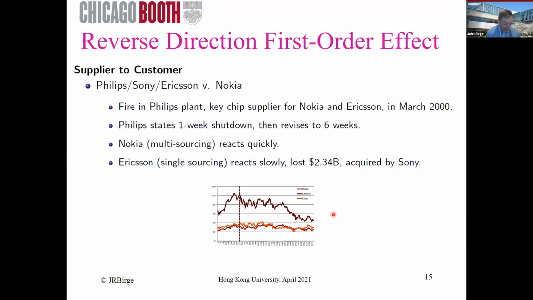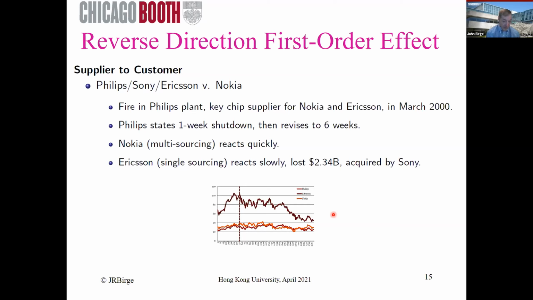This is a little bit of an example. Many of you have probably seen this example before: the fire that occurred at the Philips Electronics plant, when Philips was a key supplier to both Nokia and Ericsson, who made cell phones. The Philips plant announced that it was going to shut down. It revised that shutdown. And then there were 2 different ways in which their customers reacted to that disruption. Nokia, which had already contracted for additional supply, was able to react very quickly and restore their supply chain quite quickly. However, Ericsson, which was totally reliant on the production from that particular Philips factory, was not able to react.